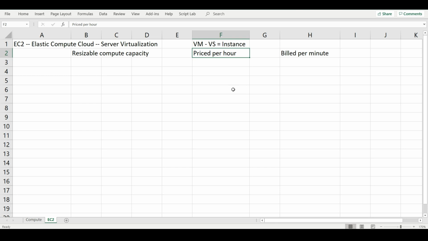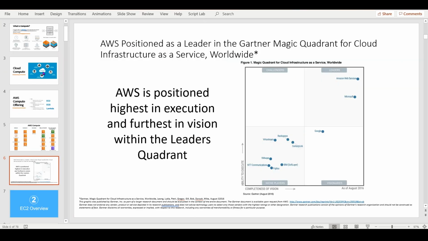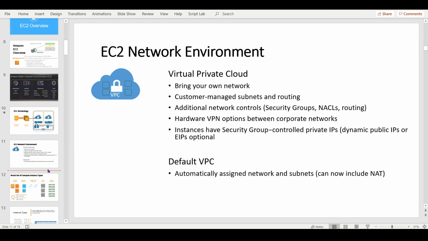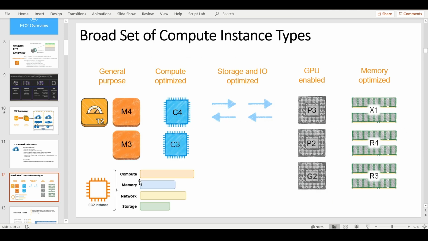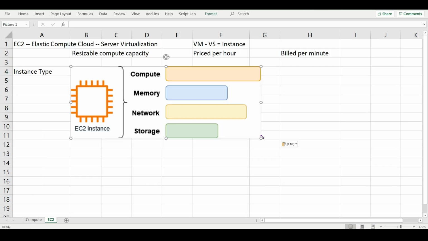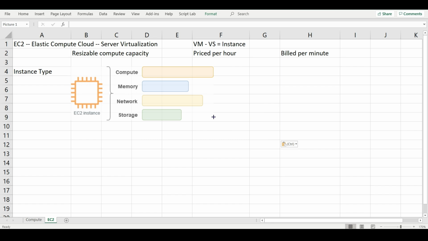So AWS is offering a lot of resizable compute. There are a lot of options to choose from. They call it instance type. Okay, so instance type here refers to your compute capacity. So EC2 instance type is a combination of different things. You have CPU, memory, network, storage, and all those things, right? And we have to choose whatever is the best fit for our application requirement.